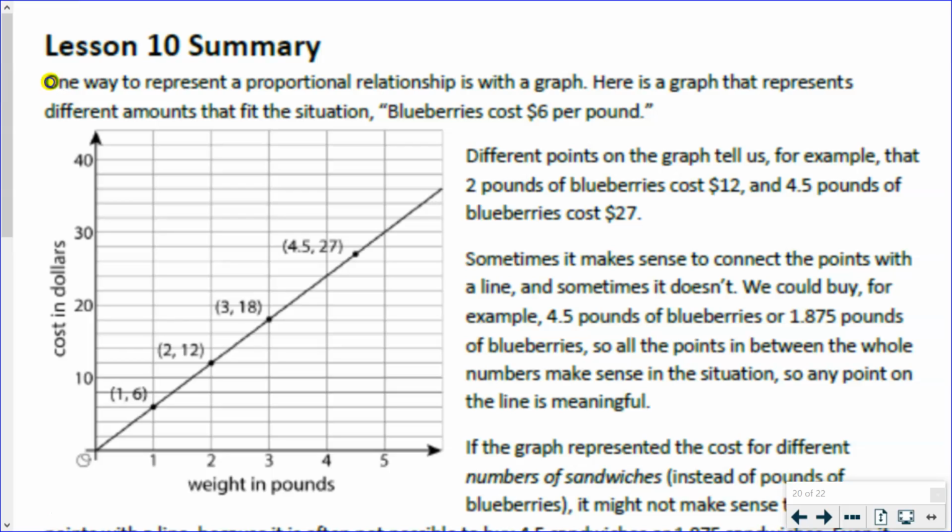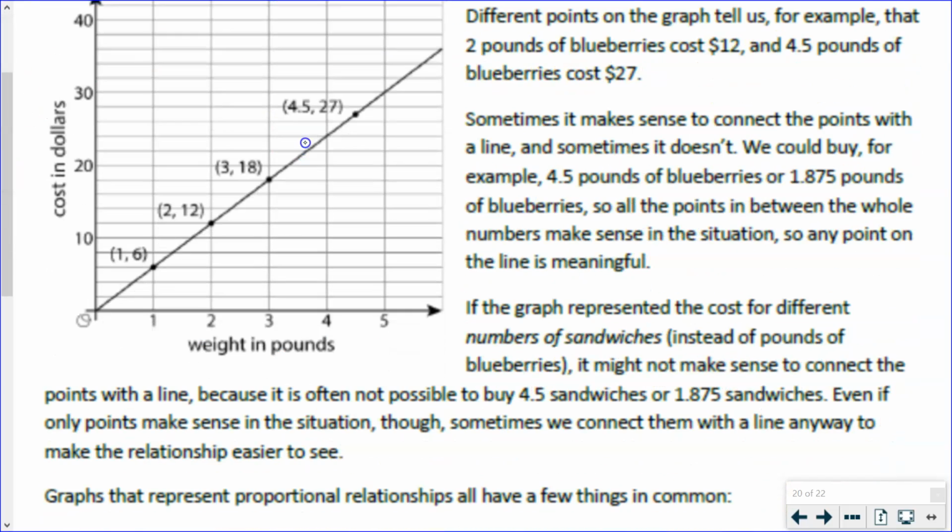One way to represent a proportional relationship is with a graph. Here is a graph that represents different amounts that fit the situation. The blueberries cost $6 per pound. So you can see that we can buy 1 pound of blueberries and it would cost $6. If I buy 2 pounds of blueberries, it would cost $12. And if I buy 3 pounds of blueberries, that would cost $18.